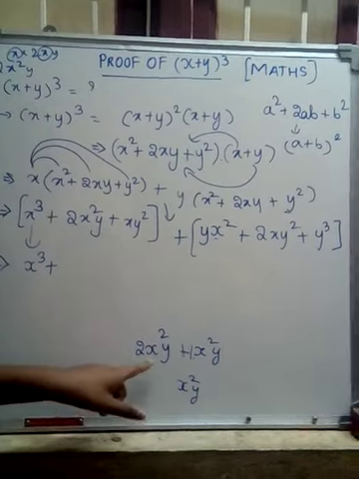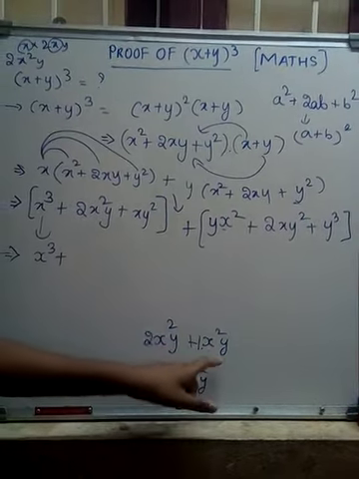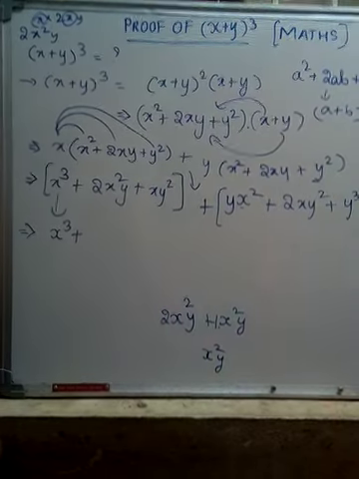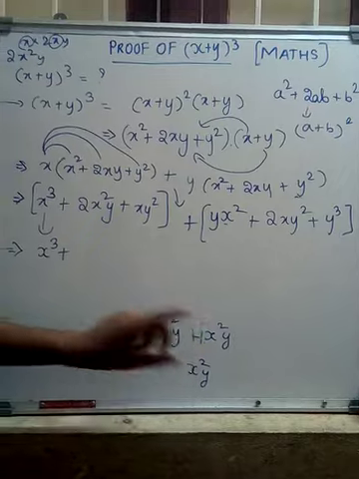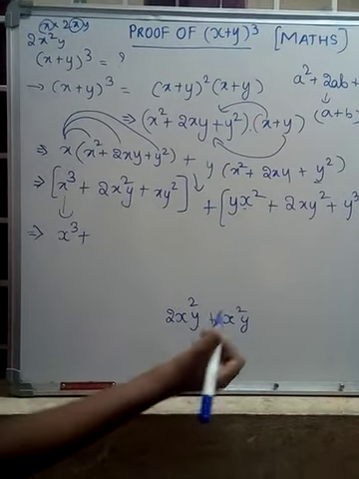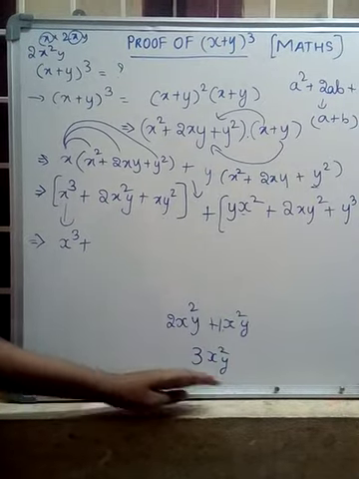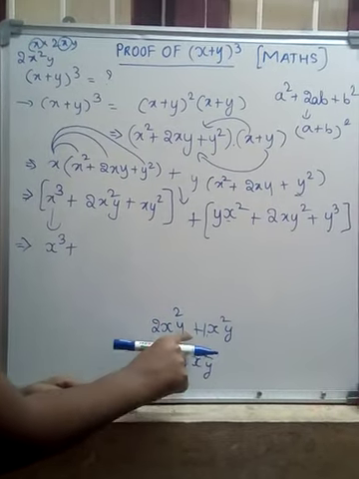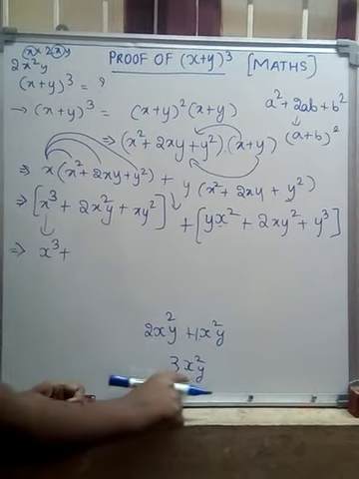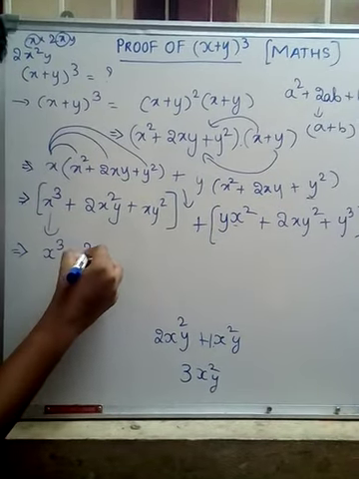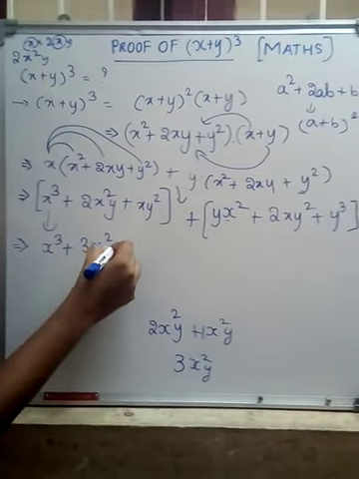Here the variables are x square y. So we have to add the numbers beside the variable. 2 plus 1, that is 3. We have to write it beside the variable, again x square y. So 2x square y plus 1x square y is 3x square y. Right here, 3x square y.